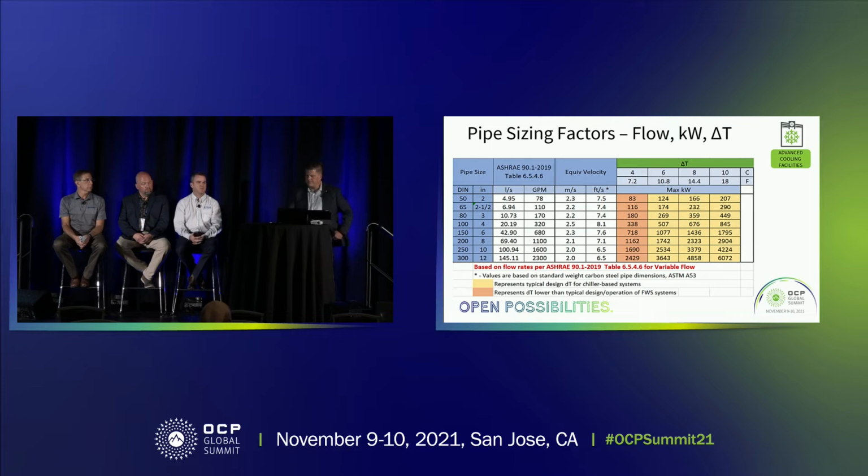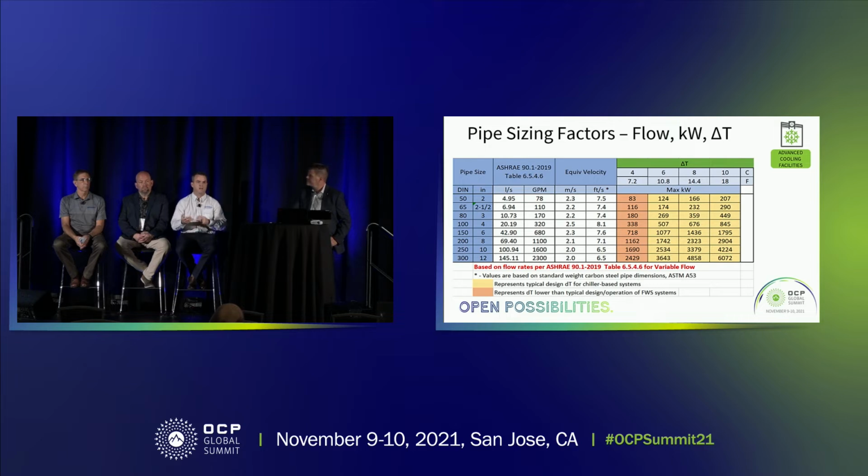So the concept behind this chart is to give people a quick look. This is not an engineered solution or an absolute requirement, but it's basically to give folks an idea of, at a given pipe size and at a given temperature delta on your system, I could potentially reject X amount of heat with this pipe at this delta T.